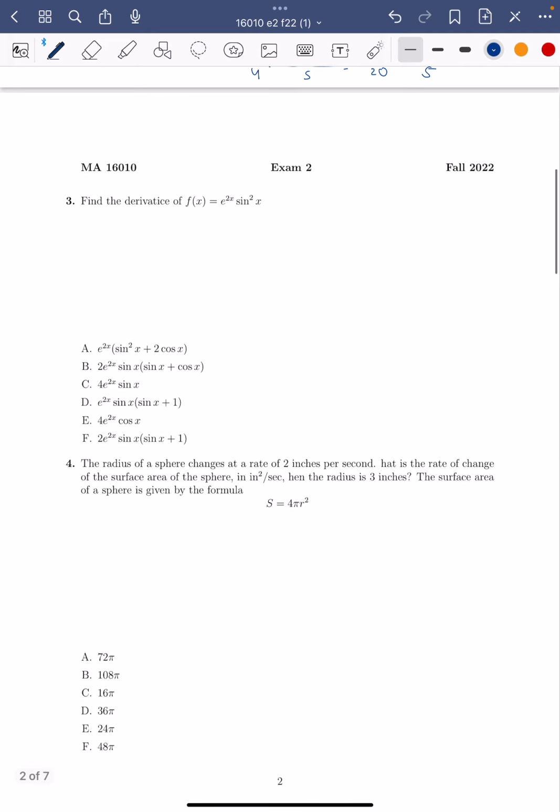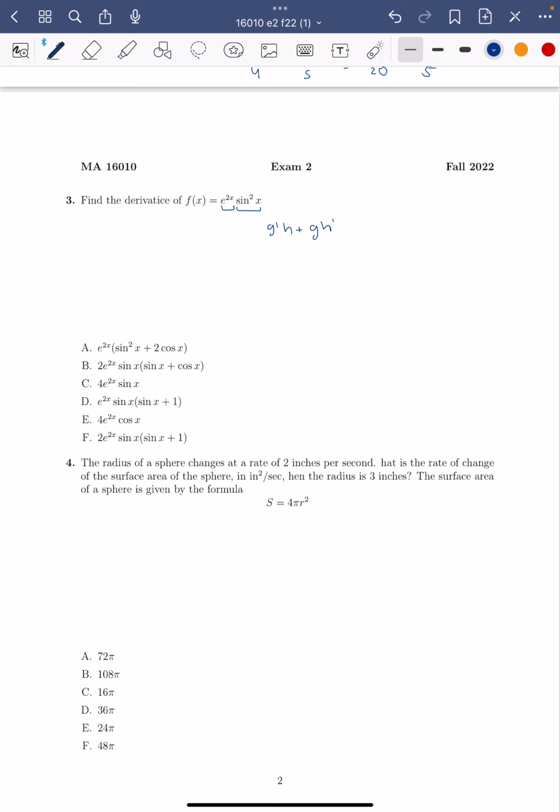Okay, number 3. Find the derivative of f of x equals e to the 2x times sine squared x. Looks like I spelled the word derivative wrong in my transcription. Sorry about that. So, in this problem, we can see that the function we are given has two very clear functions times each other. So, we'll need to use product rule. As a reminder, product rule is g prime times h plus g of x times h prime.